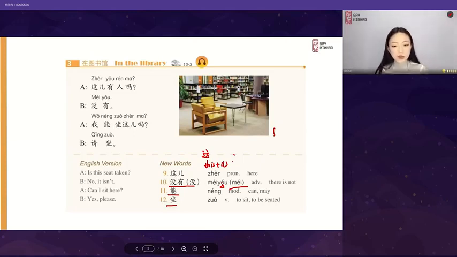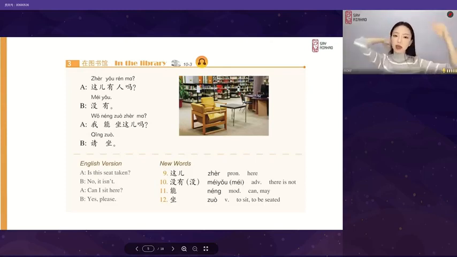Okay, now let's try to read it from the start. Each for twice, 3, 2, 1. 这儿, 没有, 能, 坐. Okay, now let's move on to the text. I will read it and please listen carefully.